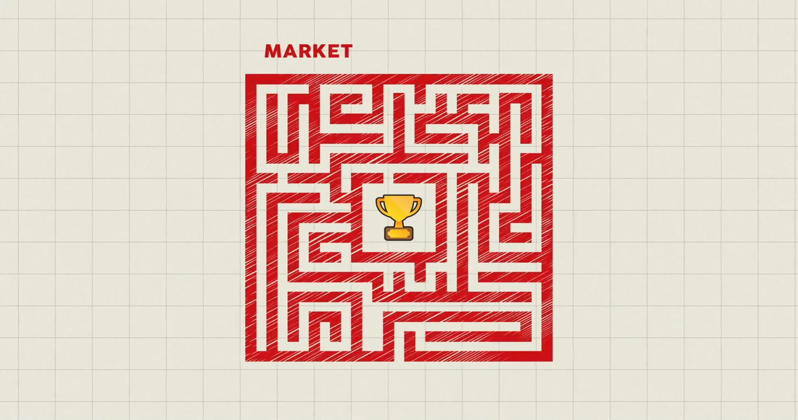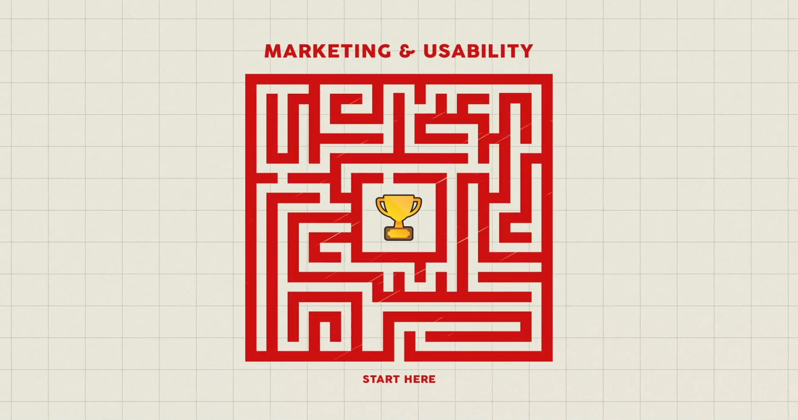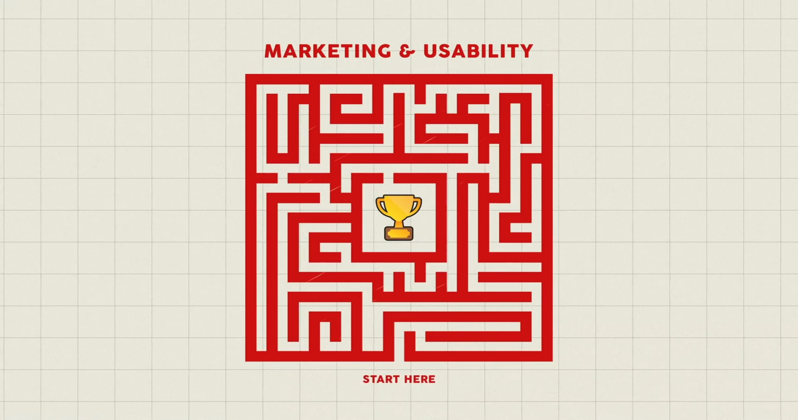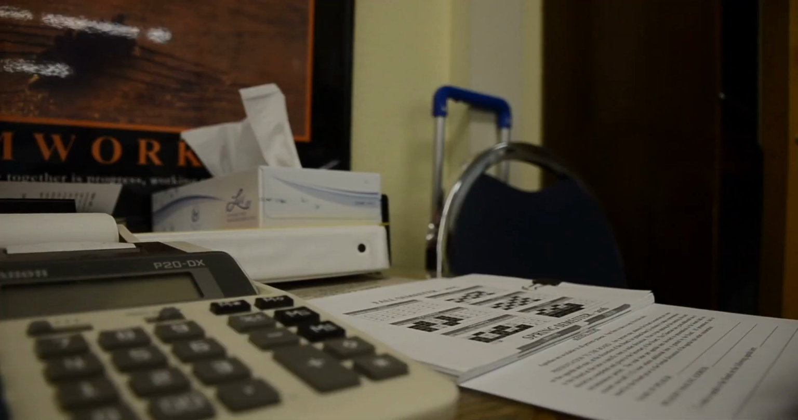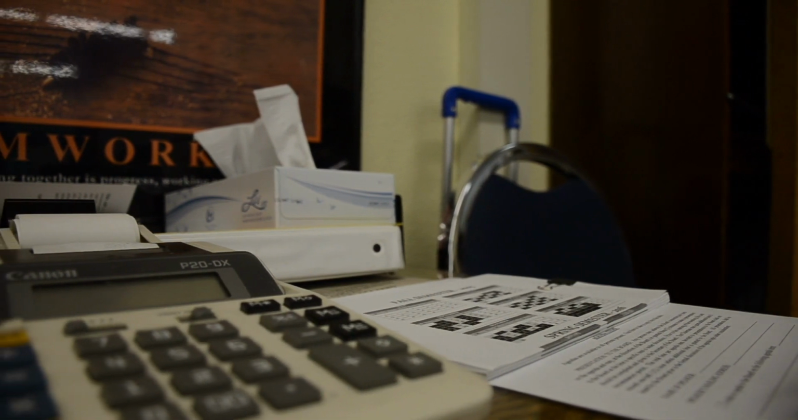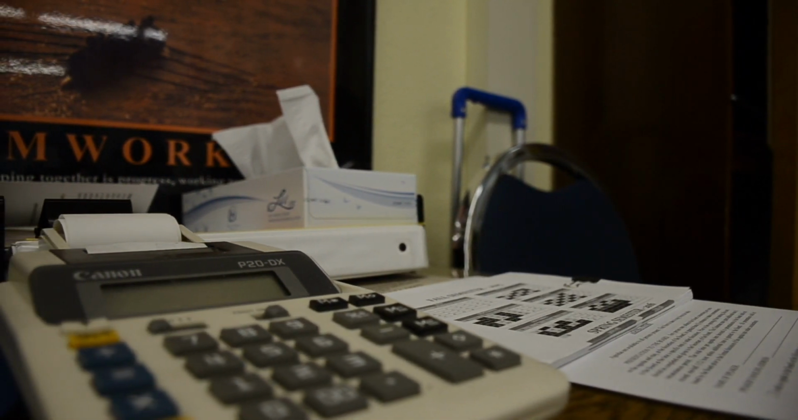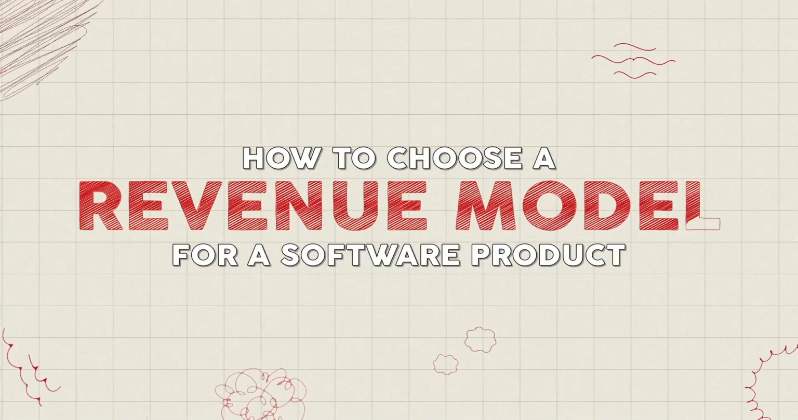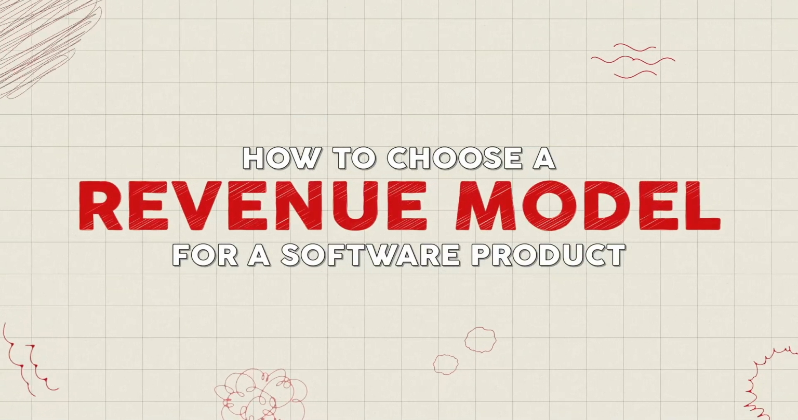And not only because of how many marketing and usability challenges you must overcome to attract and retain users, it's also because building a balanced, smart revenue-making model is a skill of its own. So, how to choose a revenue model? And what are your options as a software business?